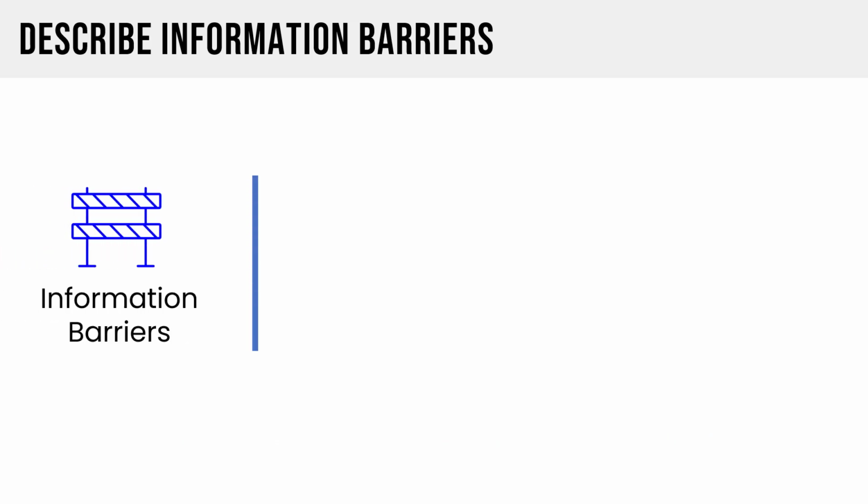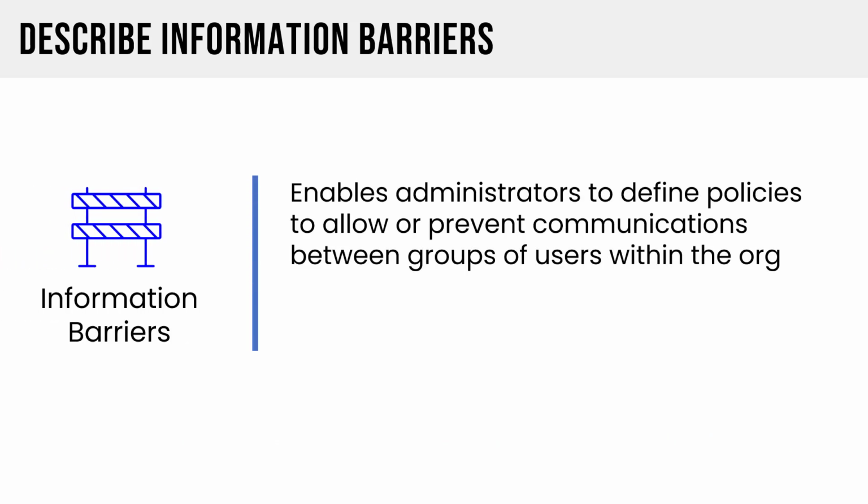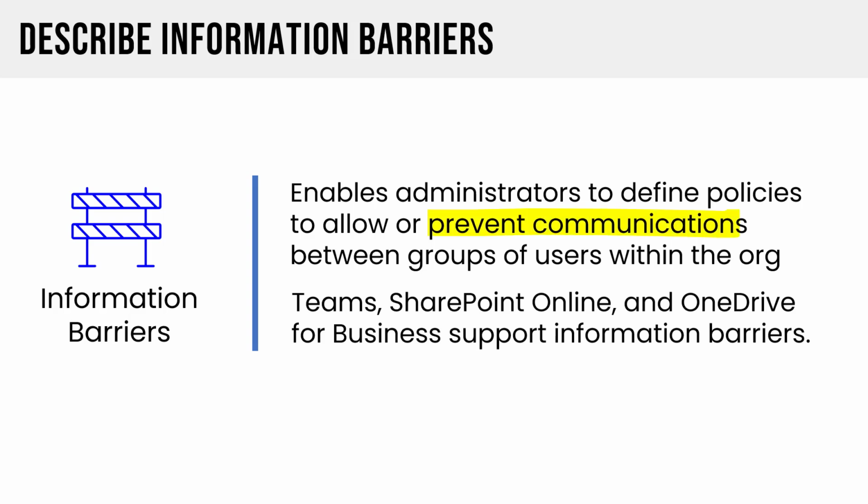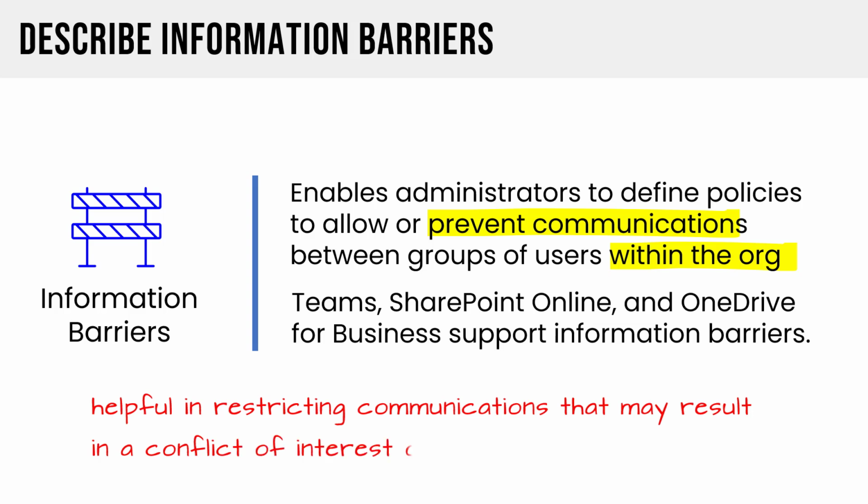Next up is information barriers. So information barriers, this feature in Microsoft 365 enables administrators to define policies to allow or prevent communications between groups of users within the organization. So Teams, SharePoint Online, and OneDrive for Business support information barriers. This would be helpful in restricting communications that may result in a conflict of interest or a regulatory breach.